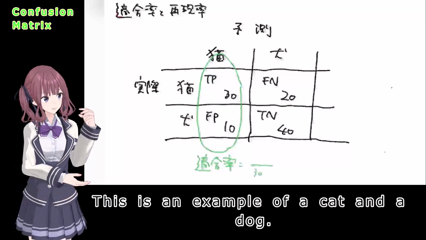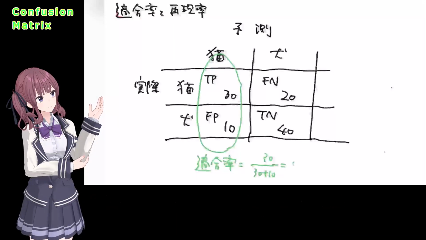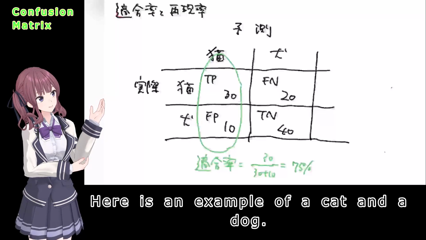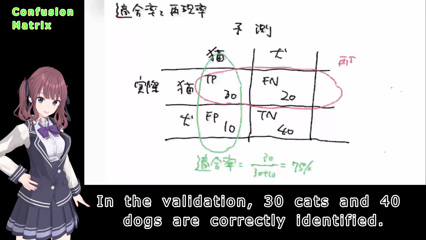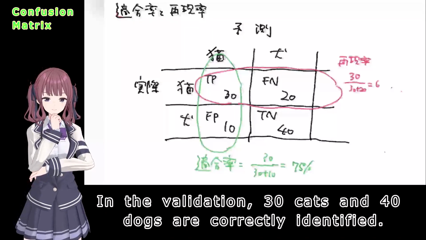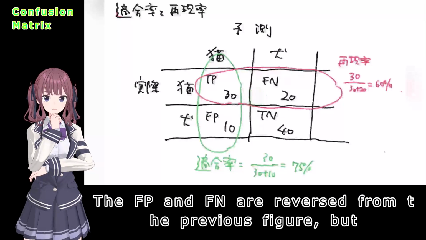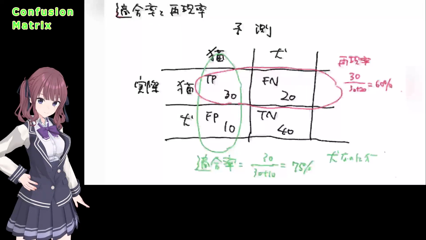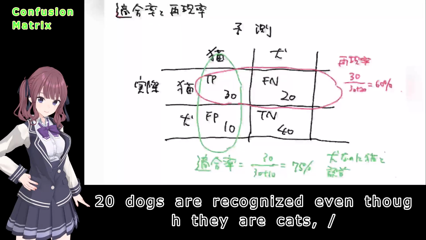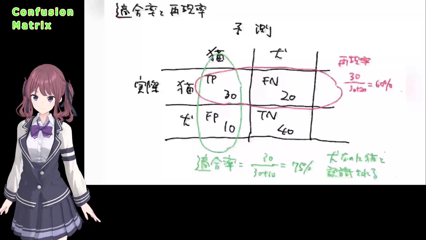This is an example of a cat and a dog. In the validation, 30 cats and 40 dogs are correctly identified. The pip and then are reversed from the previous figure, but 20 dogs are recognized even though they are cats.